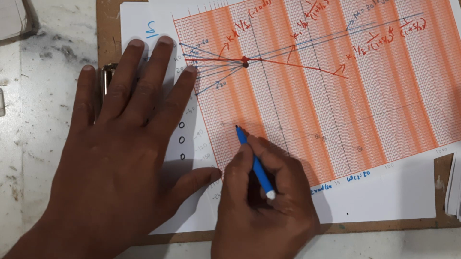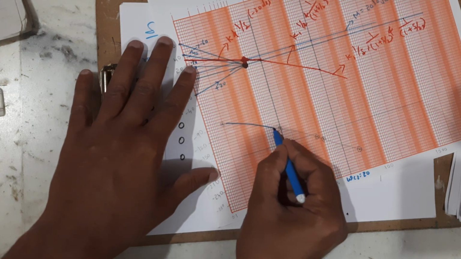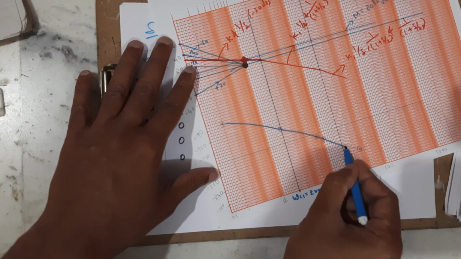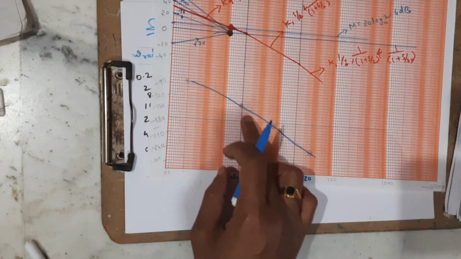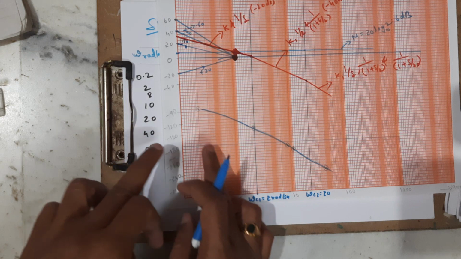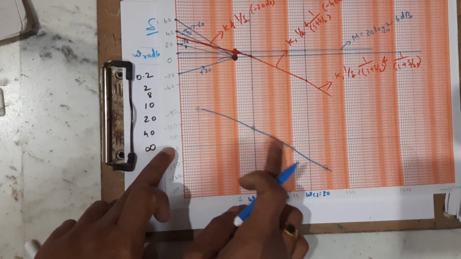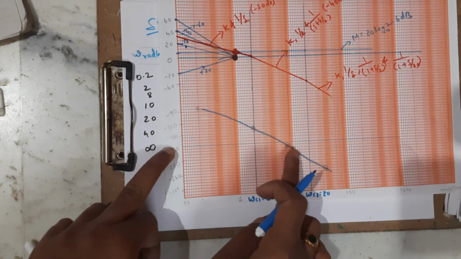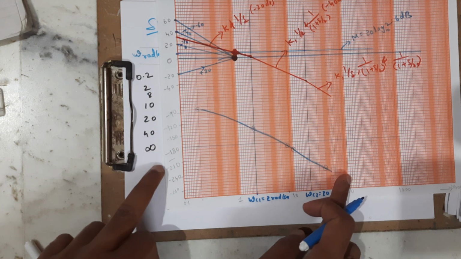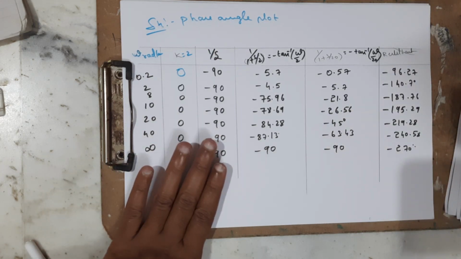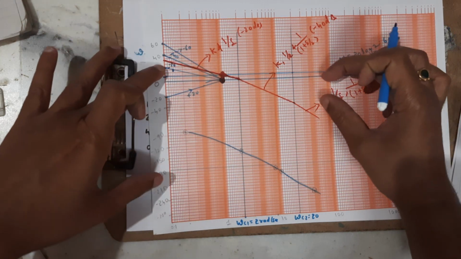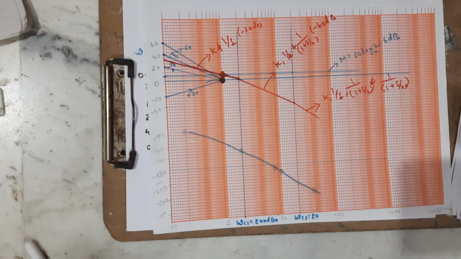So I am going to draw the sketch pen so that it will be visible for you. Okay. See, we need to draw this with a smooth curve in such a way that at least it should cross this minus 180 degree. Okay, so this is how we are going to draw the phase angle plot after the preparation of this chart. Okay, so now magnitude plot is over, phase angle plot is over.